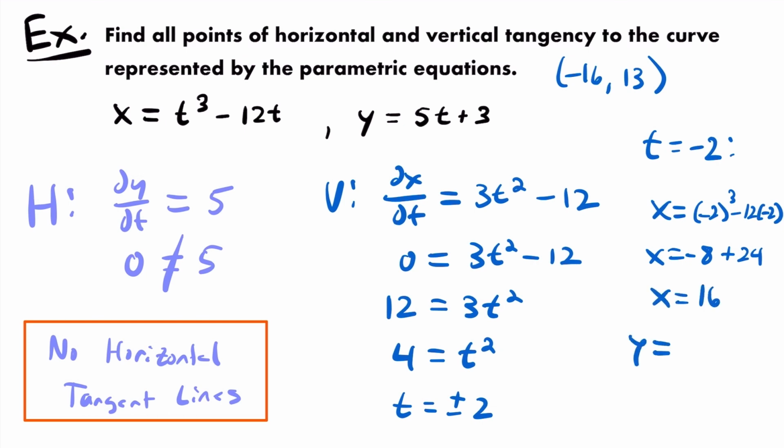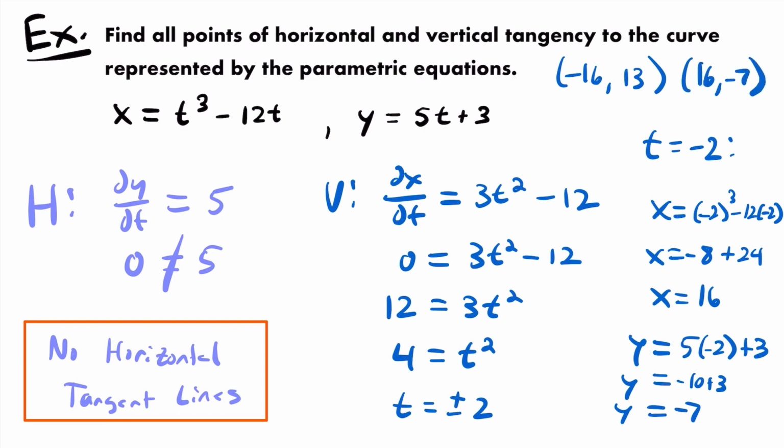And then for y, when t equals negative 2, we'll plug negative 2 in for this t. So we'll have 5 times negative 2 plus 3. And negative 2 times 5 is negative 10, so y is equal to negative 10 plus 3, which is equal to negative 7. So y is equal to negative 7, and so our other point of vertical tangency will be 16, negative 7.